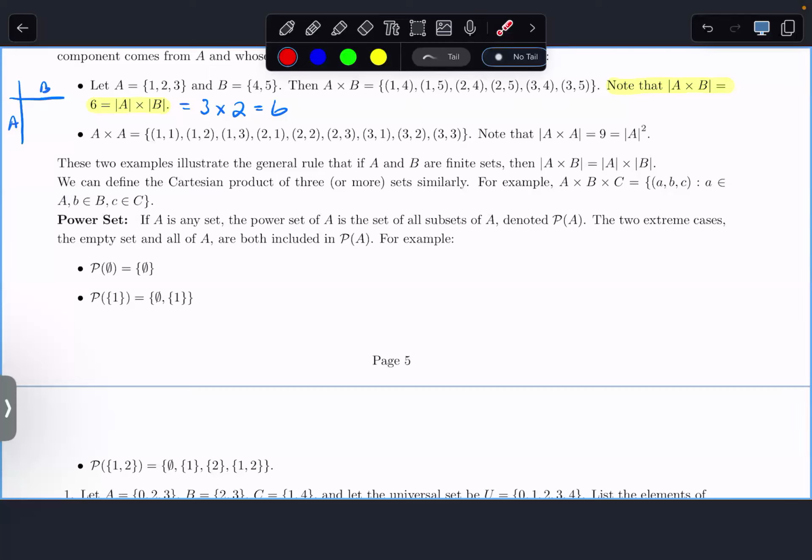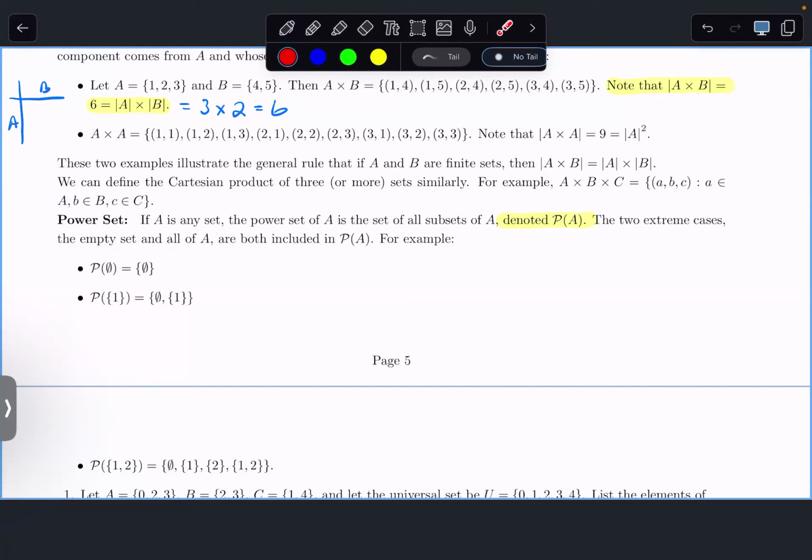The power set, just like the Cartesian product, I don't find any clues in the term, so we rely on the definition. If A is any set, then the power set of A is the set of all subsets of A. It's denoted by this fancy P of A. It's a set of all possible subsets of A. At the most extreme would be the empty set, and on the other extreme would be A.